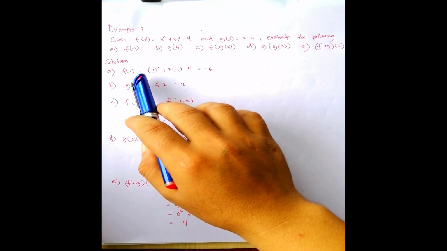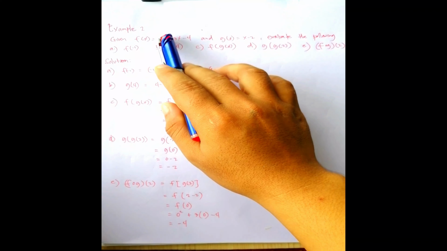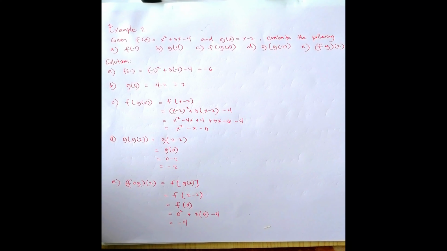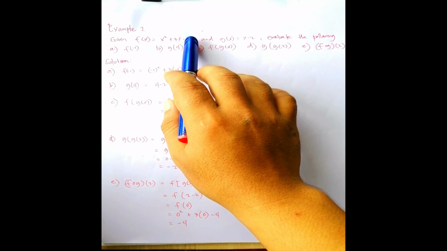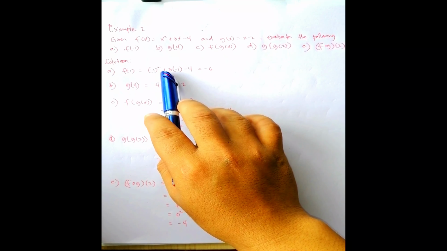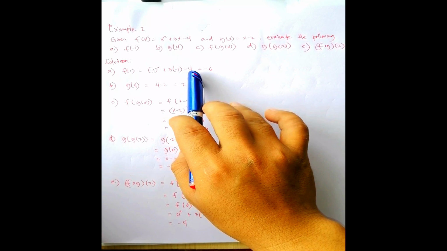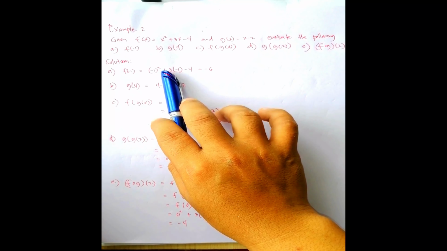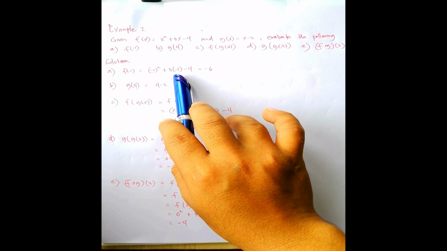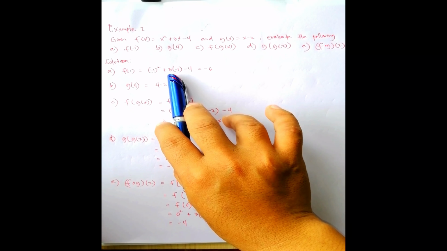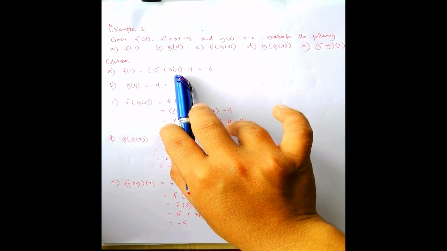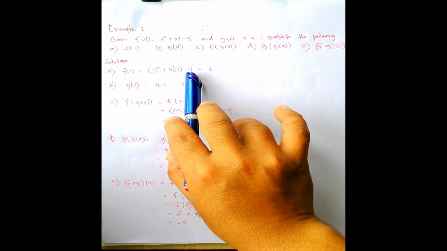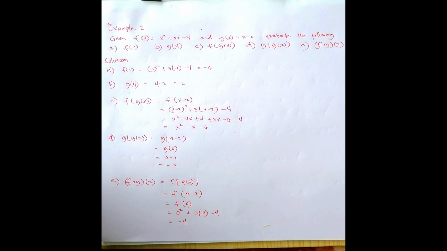For the solution, f of negative 1, we know that the function is x squared plus 3x minus 4. Substituting negative 1 in this function: negative 1 squared plus 3 times negative 1 minus 4. Negative 1 squared is positive 1, plus 3 times negative 1 is negative 3, so positive 1 minus 3 is negative 2, minus 4 is negative 6.